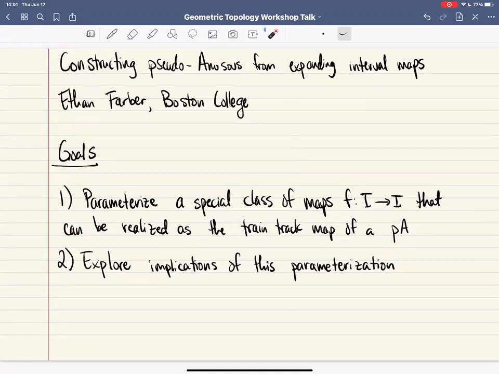And thanks to the organizers for giving me this opportunity to speak. I'm very happy to be here. Like Craig said, I will be talking about how to construct pseudo-Anosovs from expanding interval maps.